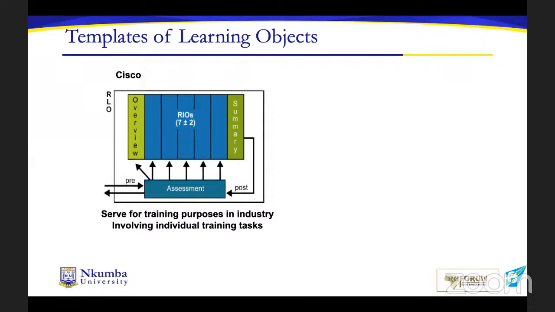So when you put together the overview, the information objects, and the summary, plus the assessment, you get the full reusable learning object. So a learning object cannot exist without information objects, without an assessment, summary, and overview.